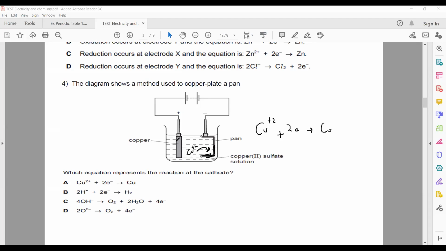And what will be the equation of the anode? The copper atom will go into the solution as a copper ion by loss of electrons. So this will be the equation for the anode and this is the equation for the cathode.